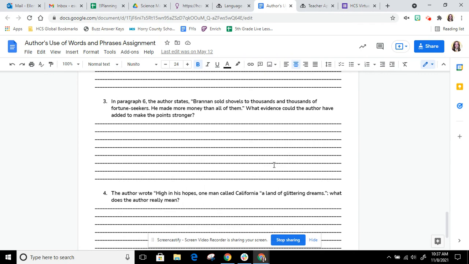Number 3, in paragraph 6, the author states, Brennan sold shovels to thousands and thousands of fortune seekers. He made more money than all of them. What evidence could the author have added to make this point stronger? So here's the claim. Brennan sold shovels to thousands and thousands of fortune seekers. He made more money than all of them. What evidence could the author have provided to support that claim?